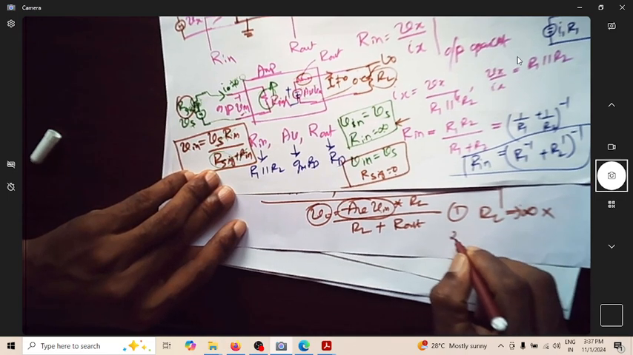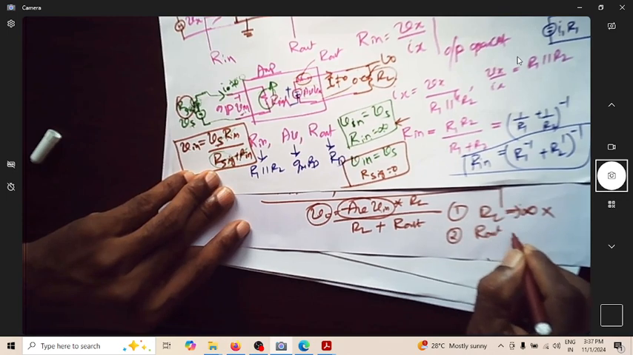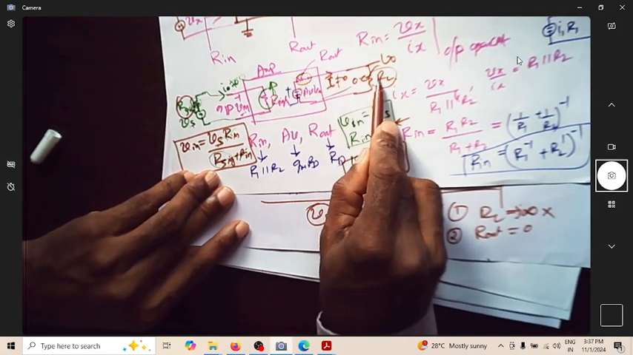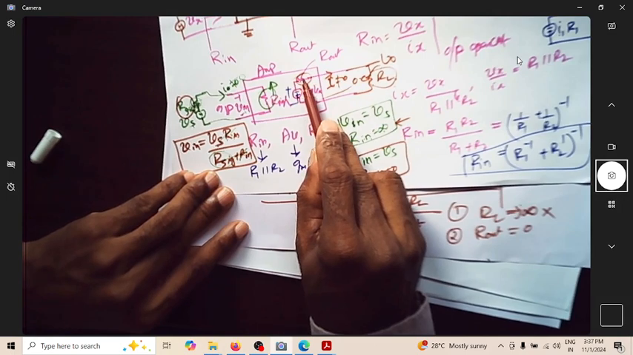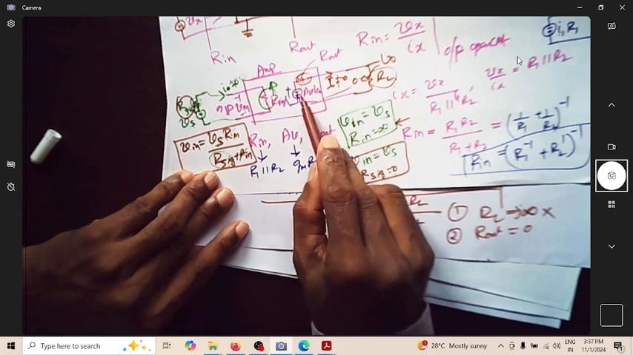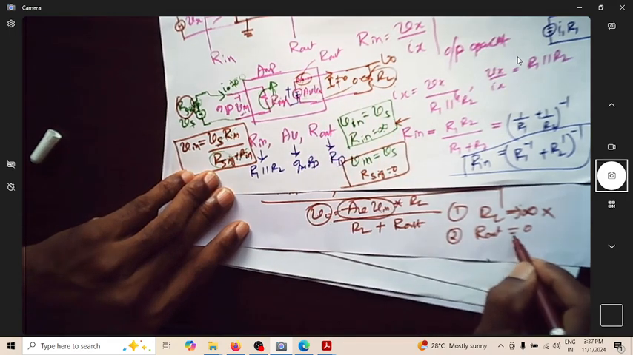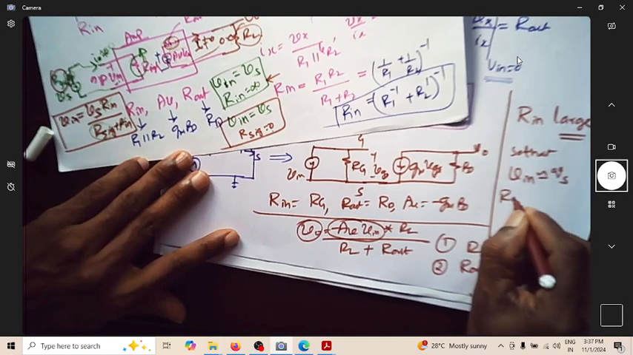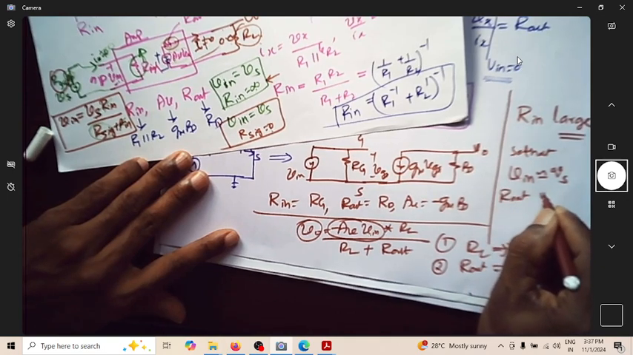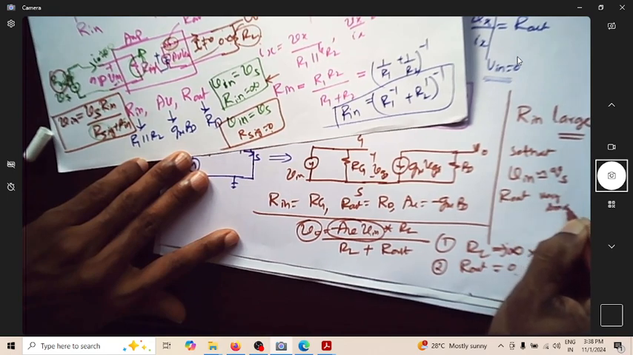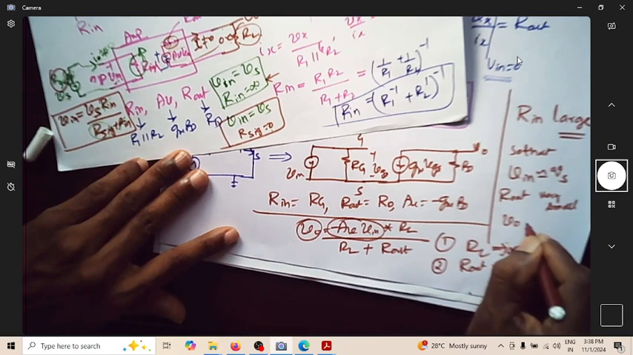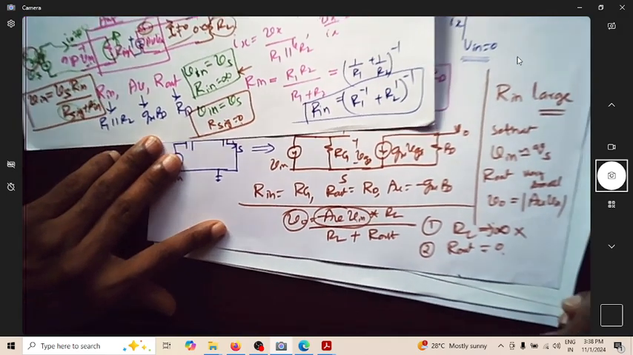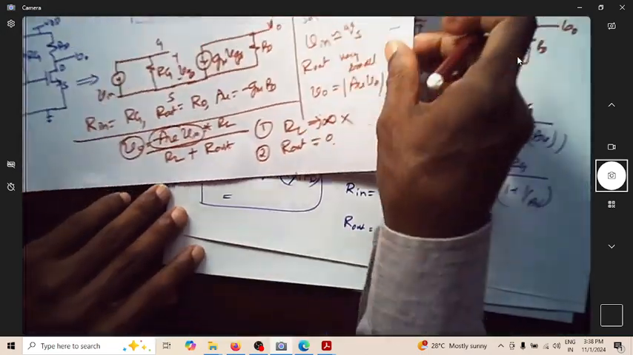So what is the other possibility? The other possibility is R out should be equal to 0. If it is equal to 0, irrespective of the amount of current drawn, if you don't have any resistor here, then there is no drop and the entire thing will appear here. So R out equal to 0 is the ideal amplifier. What is it typically? Typically R out should be very small, so that V naught is equal to the magnitude of AV times input voltage.